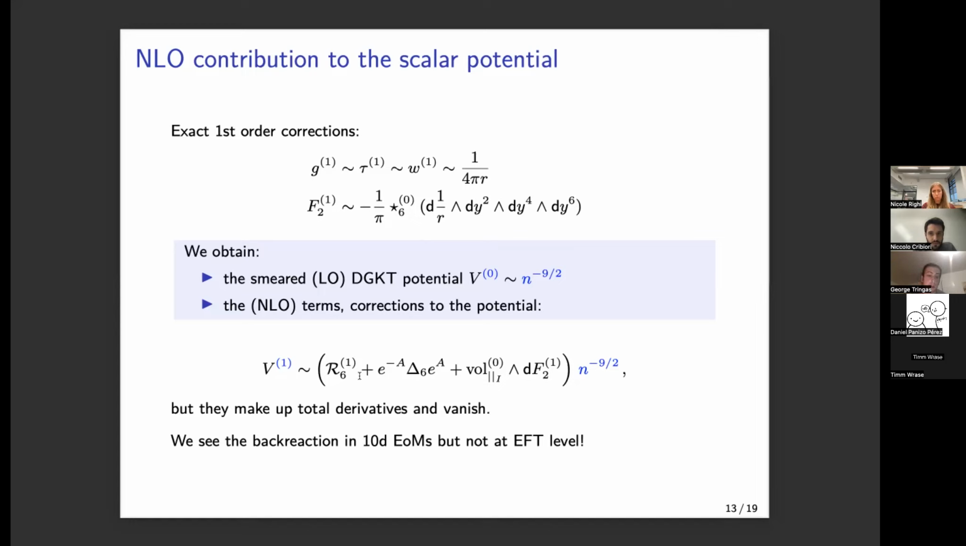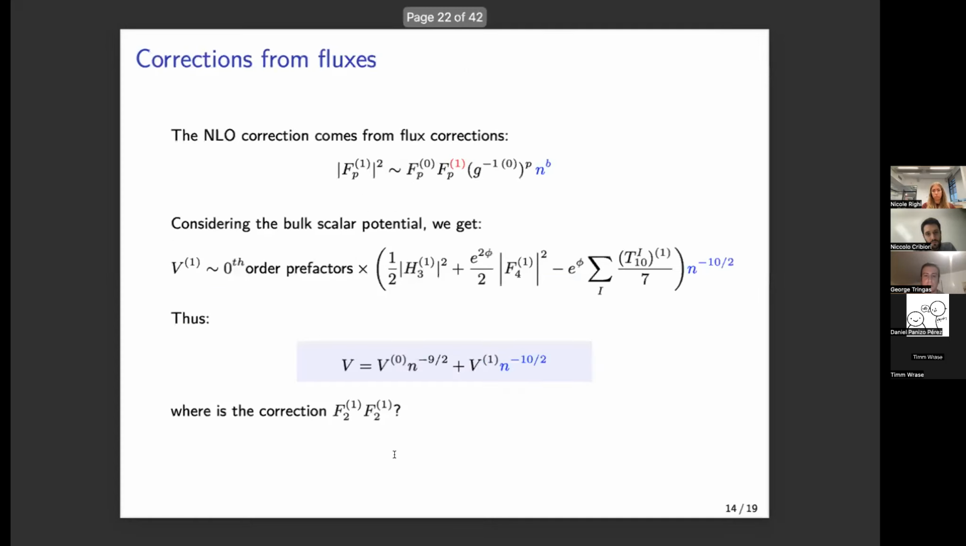However, those terms make up total derivatives and vanish. So we were able to find and see the back reaction at the 10D equation level, but when you perform your expansion in your warped EFT, those terms vanish and you don't see the effect of back reaction. But we should not be disappointed, because in the potential there are also fluxes, and somebody can perform the expansion on the fluxes.